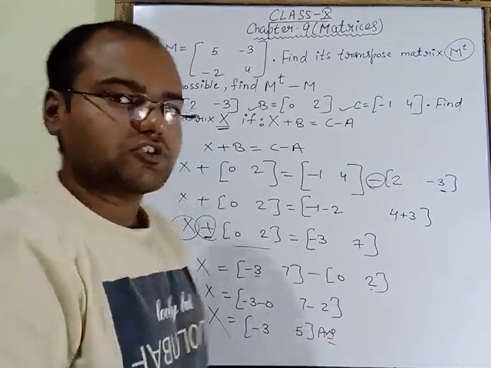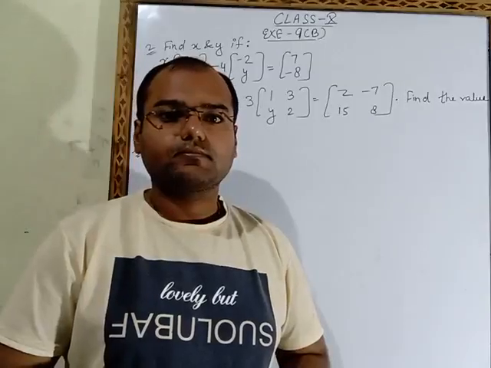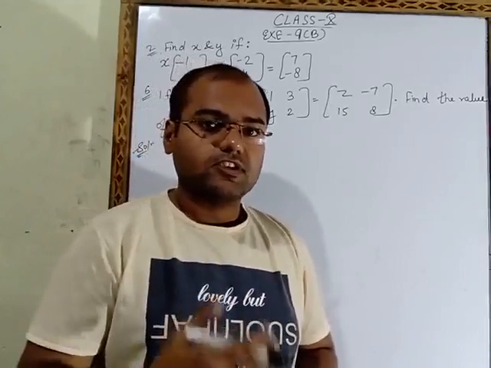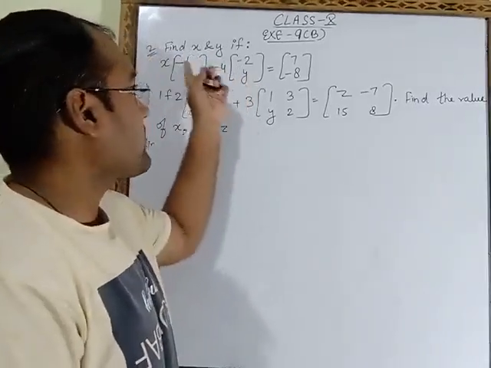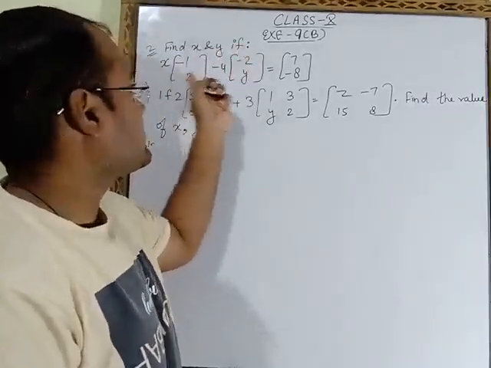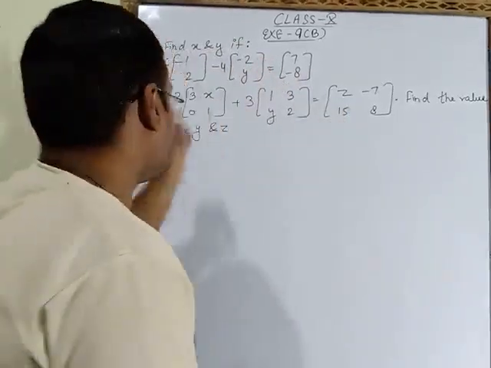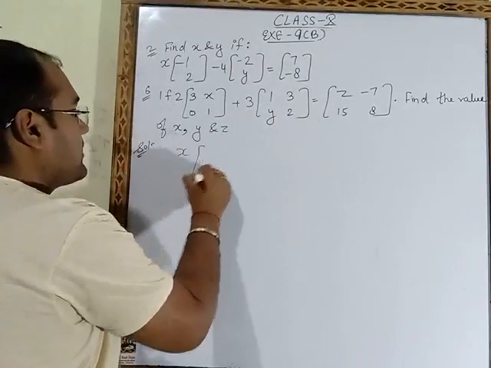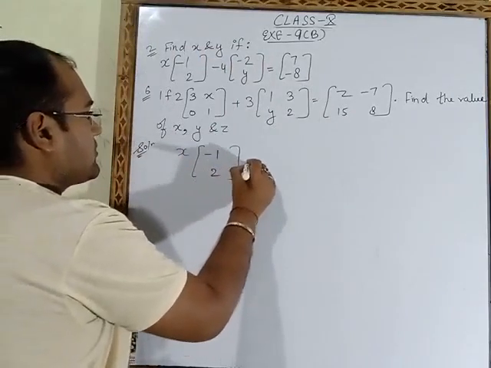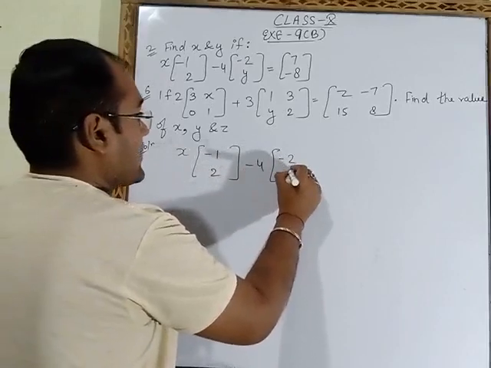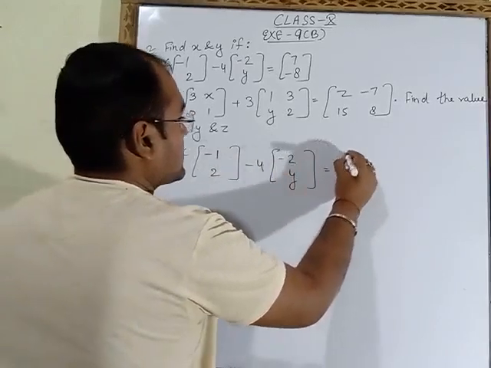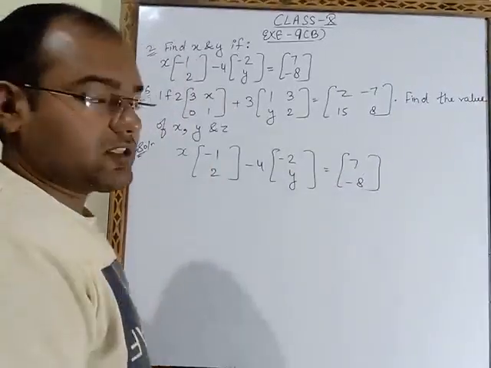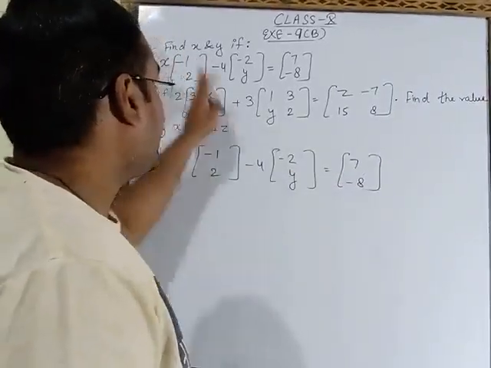So like this you have to do such questions. Now we will solve some questions from the second exercise. See this question, second question. We have to find X and Y, and this statement is given, so we will use this. What is given here? X times the matrix minus 1, 2, minus 4, minus 2, y, is equal to 7, minus 8. We have to find the values of x and y.